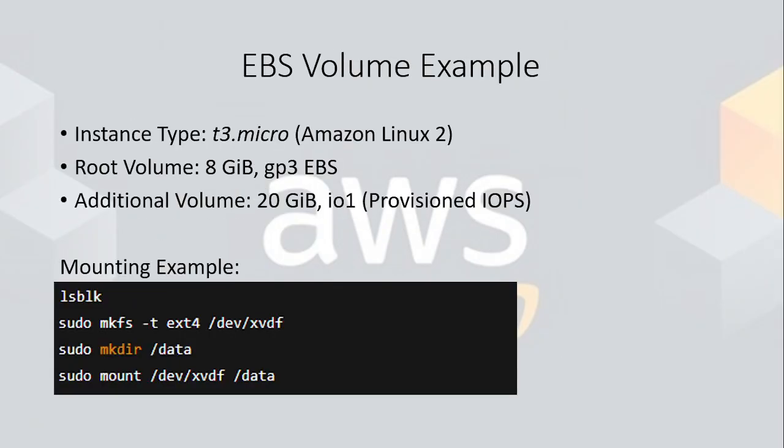And here's a real-world example. Let's say you launch an EC2 instance, for example, a T3.micro running Amazon Linux 2. By default, it comes with an 8 GB GP3 root EBS volume for the OS. You might also add a 20 GB io1 volume for high-performance data storage such as databases. In Linux, you can see attached volumes using lsblk, format them with mkfs, create a mount directory as shown here, and mount them for use. This demonstrates that EBS behaves like a traditional disk, even though it's cloud-based.